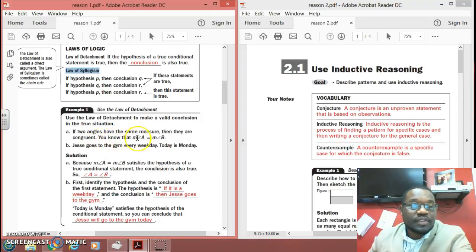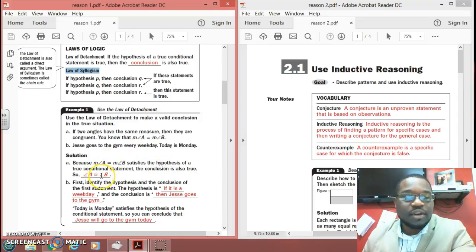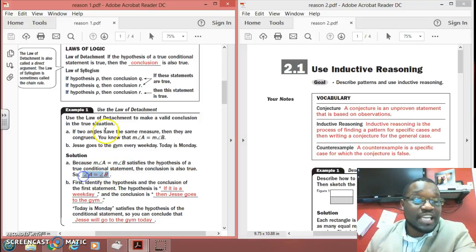Then the angles are equal. You can say since they are equal and those other statements are true, then they have to be congruent. That's an understanding that we already have. They're using something very basic to say if two angles are equal, then they're also congruent. But in order to actually say that, we're using the law of detachment to say that if two angles have the same measure, then they're congruent.